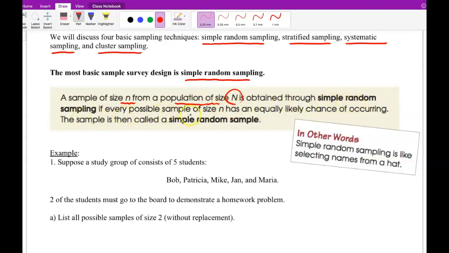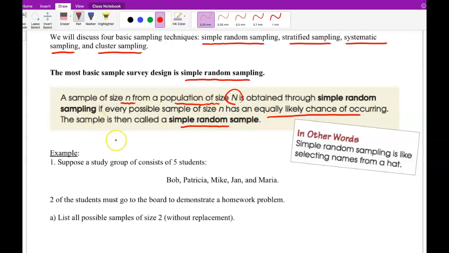if every possible sample of size N has an equally likely chance of occurring. Then we can call that a simple random sample. So this means that all the individuals in the population have the same chance of being selected to be our sample.